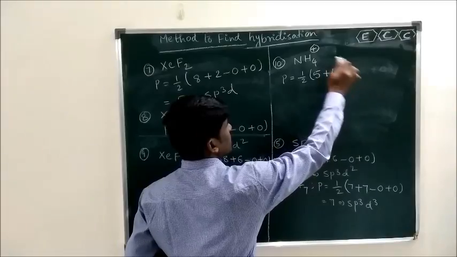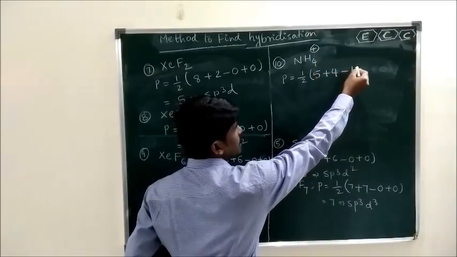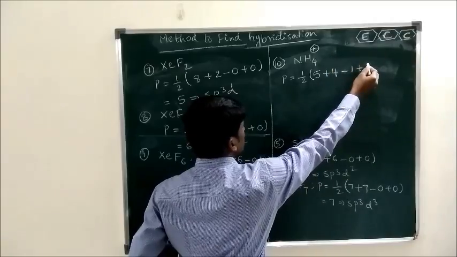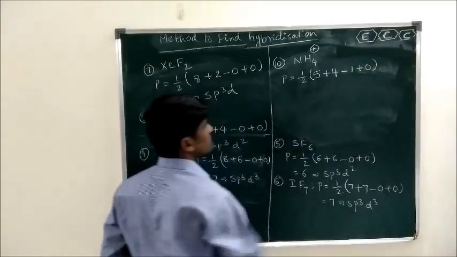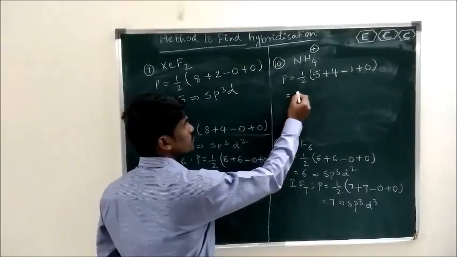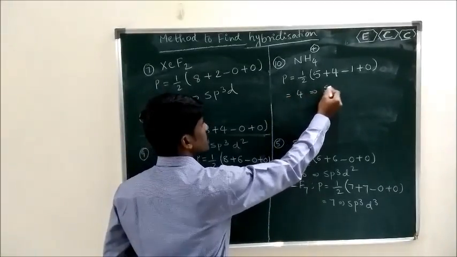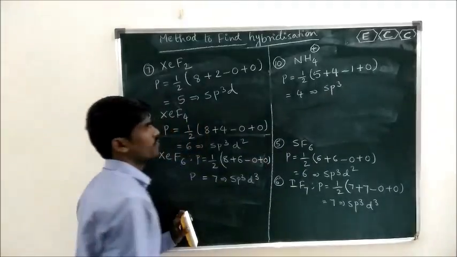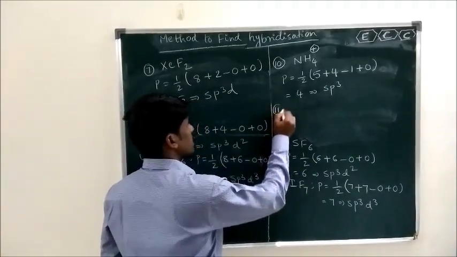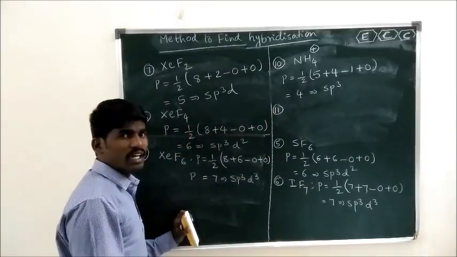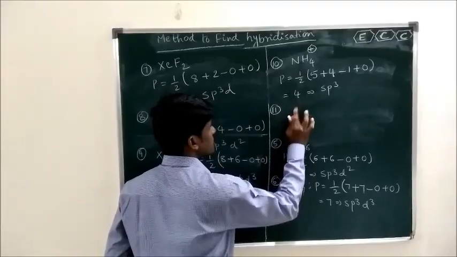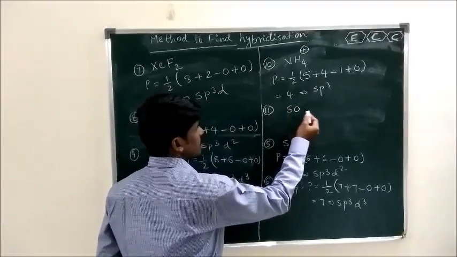Minus charge on cation, here one positive charge is there, so you will get minus 1. Plus anion, there are no anions, no negatively charged ions, so 0. 5 plus 4, 9. 9 minus 1, 8. 8 by 2, 4. If P is equal to 4, what is the hybridization? sp3 hybridization. Now similarly, you can take an anion also. Let's try to understand with the anion.